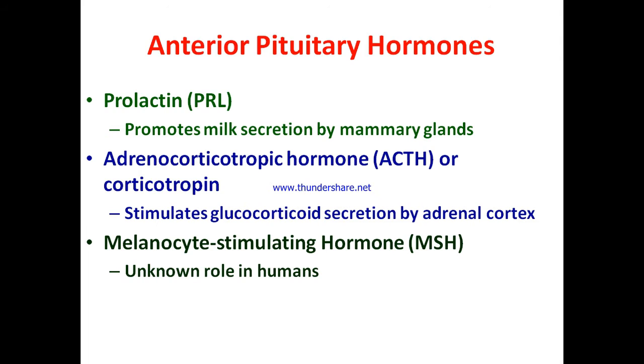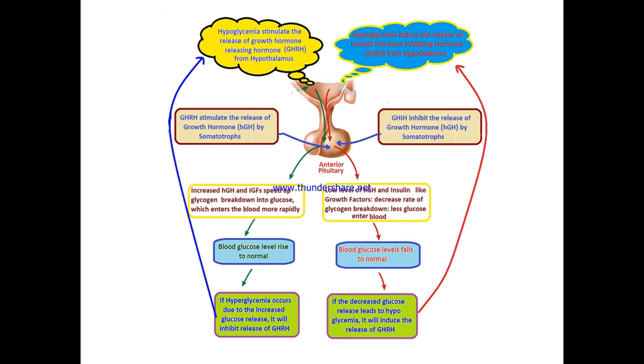Adrenocorticotropic hormone or corticotropin. ACTH stimulates glucocorticoid secretion by the adrenal cortex. Melanocyte stimulating hormone or MSH, its exact role is unknown in human beings. This is a diagram showing the control and secretion of hormones from the anterior pituitary.